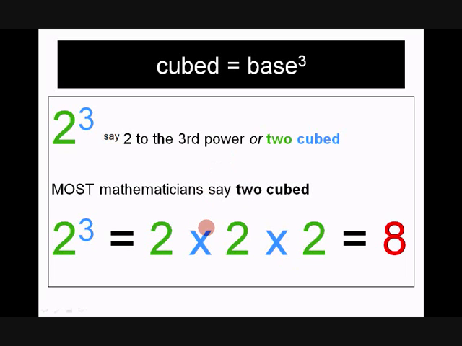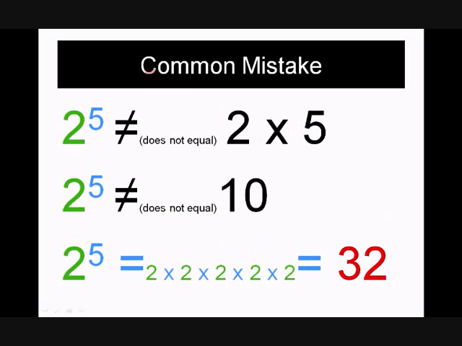We saw how the 2's become an 8, right? Now we will take a look at the common mistakes we make. For example, 2 to the power 5 is not equal to 2 into 5. We may think 2 to the power 5 is 2 into 5. It is not equal, okay, this is wrong. 2 to the power 5 is not equal to 10, okay.